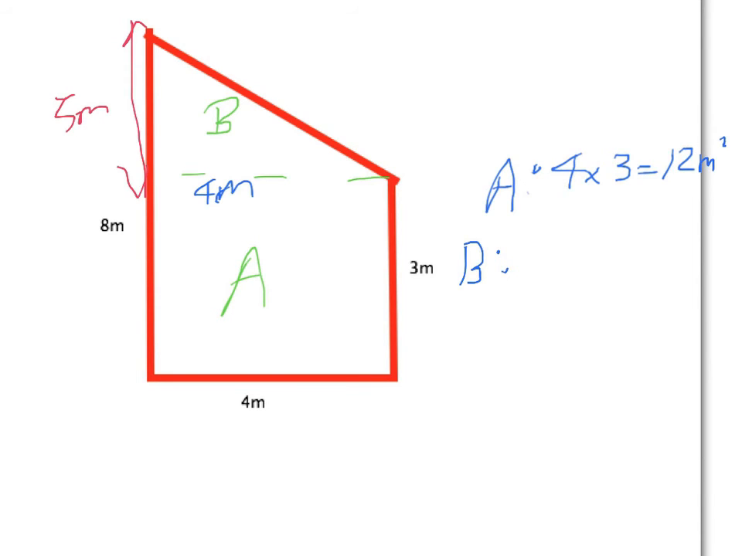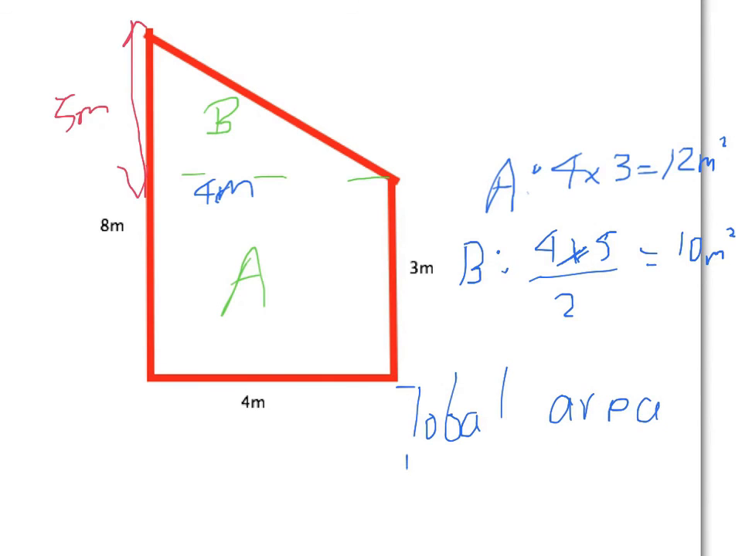So to find the area of a triangle, we're going to do 4 times 5. And then don't forget we have to divide this by 2 because it's half of a rectangle. So 4 times 5 is 20. Divide by 2 is 10 metres squared. Finally, the total area is going to be the 12 add 10, which is 22 metre squared.